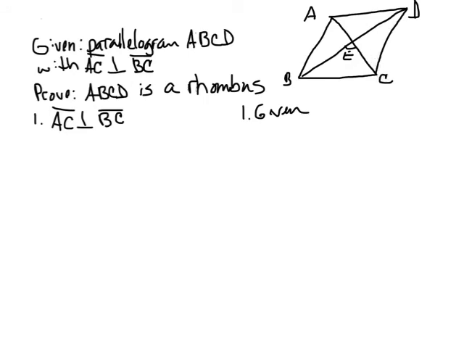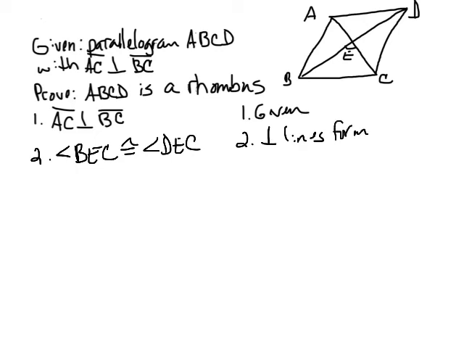And here's how I'm going to do that with perpendicular lines. We know that perpendicular lines form right angles and right angles are congruent. So I can say that angle BEC is congruent to angle DEC. Perpendicular lines form right angles, and right angles are congruent. I also know from parallelograms that the diagonals bisect each other. So I can get BE congruent to DE.